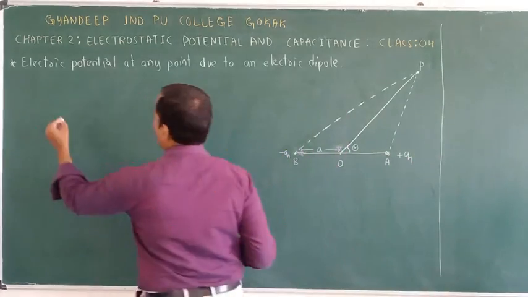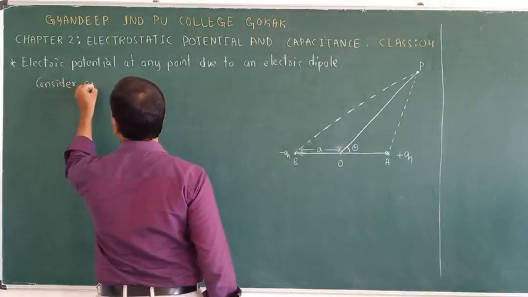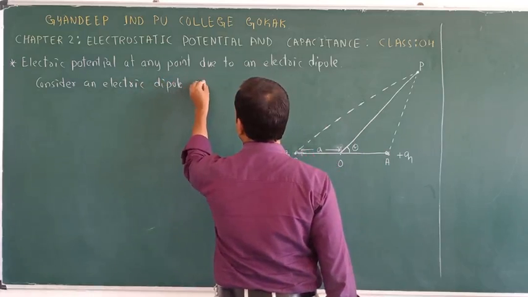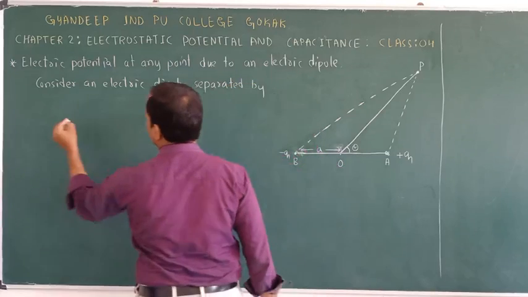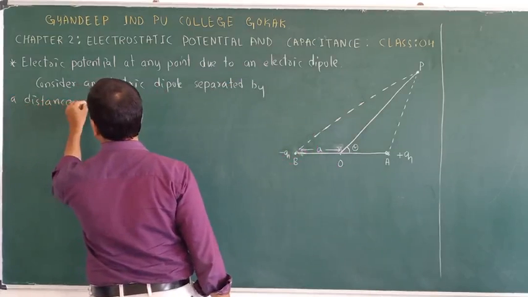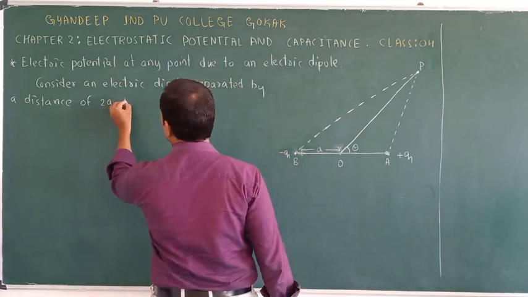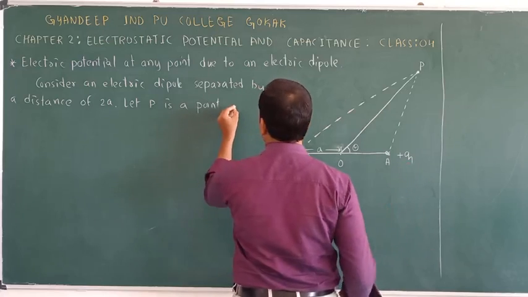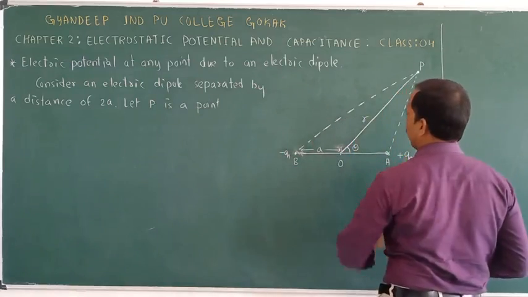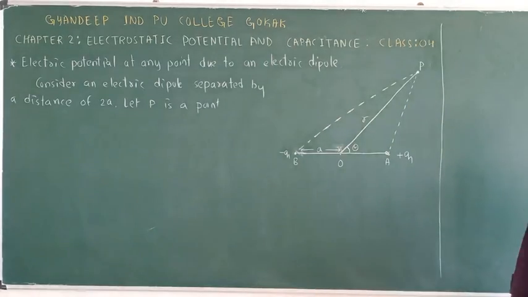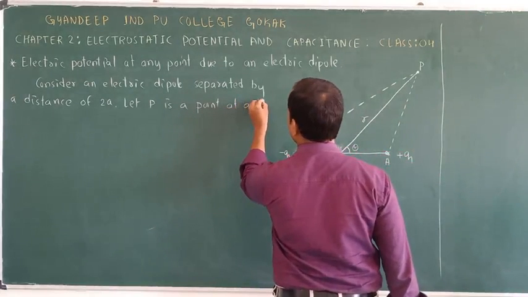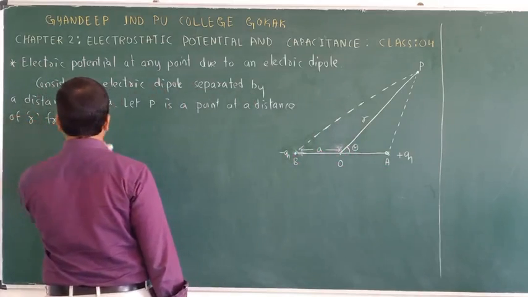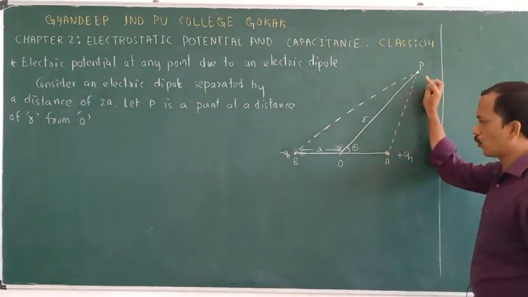So let's consider an electric dipole, with the charges separated by a distance of 2a. Let P be a point at a distance of r from O. This is the point P, which is at a distance of r from the location O.